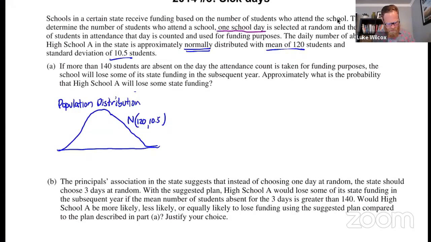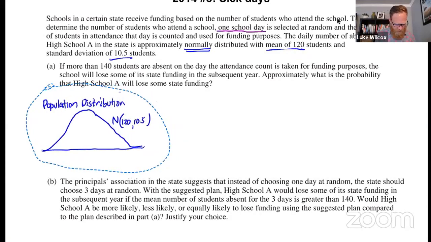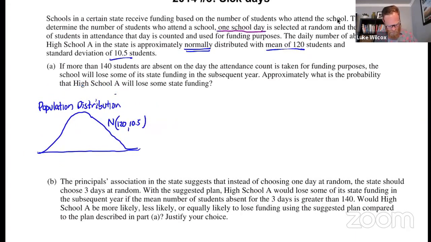So the thing that we're trying to find here is the probability of 140 or greater. Well, let's make note that the center of this value is 120, that's the mean. And what we are looking for is 140 or greater. So I'm going to shade that in red. We are looking for that probability.